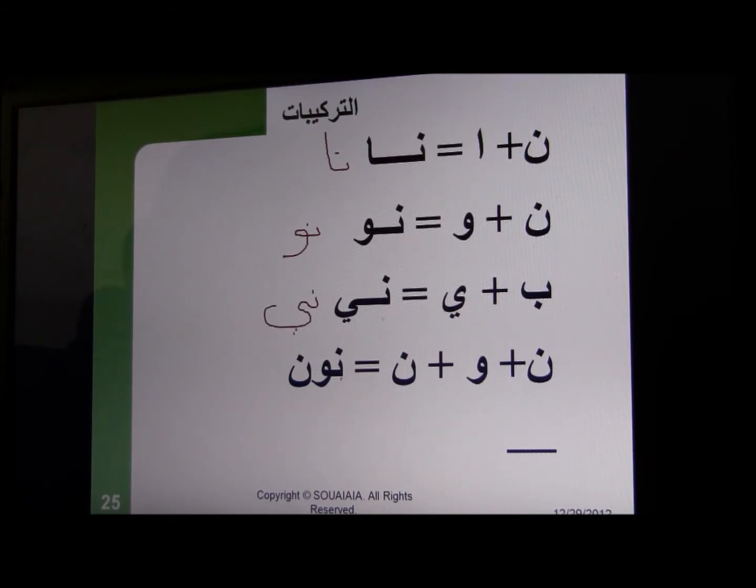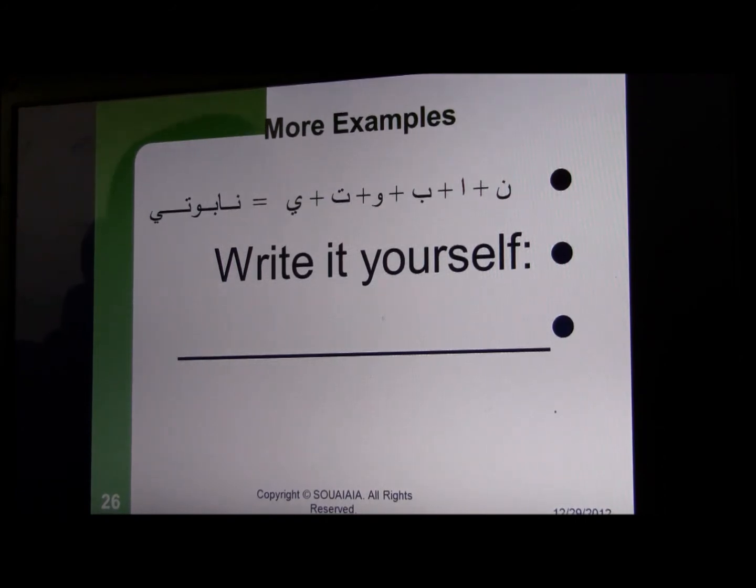And this is Noon, which is the name of the letter, Noon. N plus Wow plus N, you end up with Noon. And you can practice Noon, like so. Now practice yourself. You can do combinations of all the letters we've seen. We've seen the Ta, Ba, Noon, and Tha. And we've seen the Alif, Wow, and the Ya, which are long vowels.